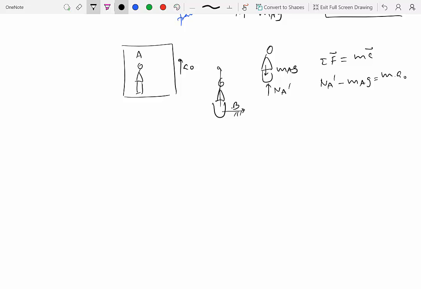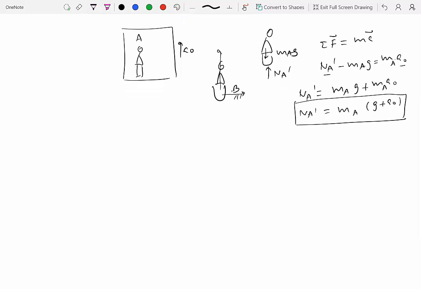So this is m times a0, and remember, upward is a positive direction, that's why I'm writing N_A prime first, and a0 is positive too because upward is the positive direction. So N_A prime now is m_A g plus m times a0, which can be written as m_A times (g plus a0). And that makes sense because now you can see clearly from this equation that you will feel heavier when you're going up in an accelerating elevator. If a0 is equal to g, then you'll feel twice as heavy as you are if the elevator is standing still, right?